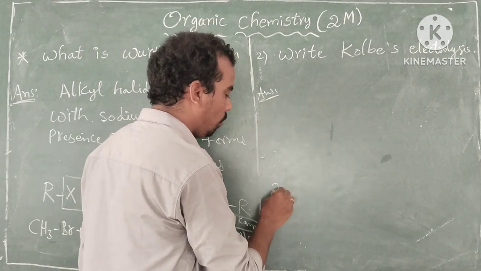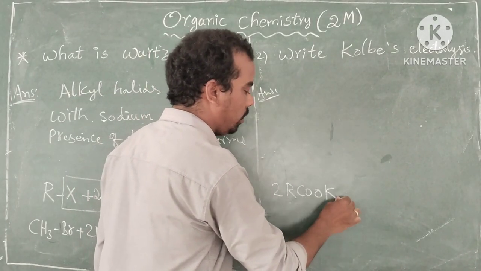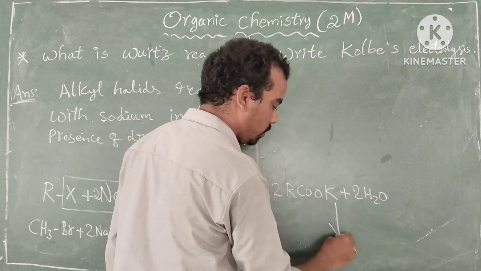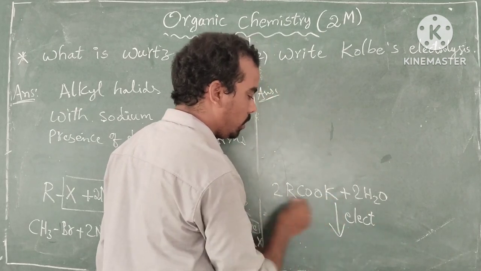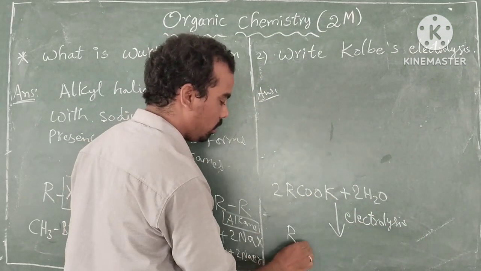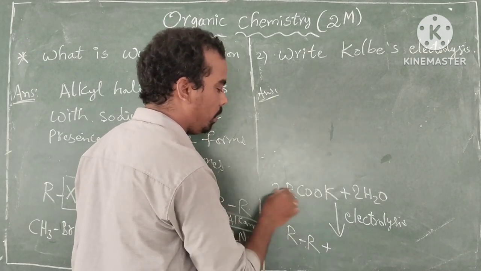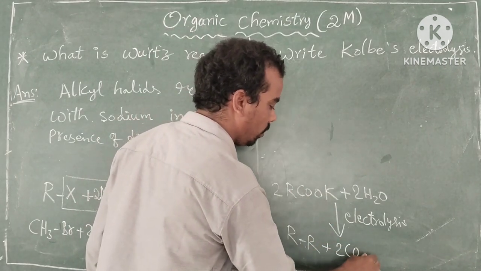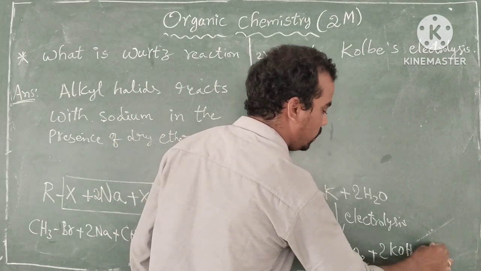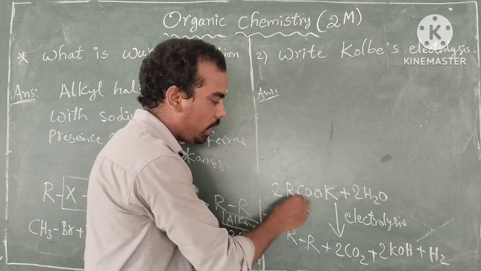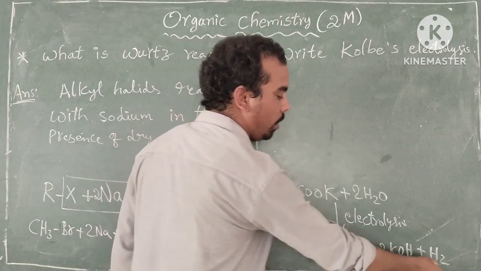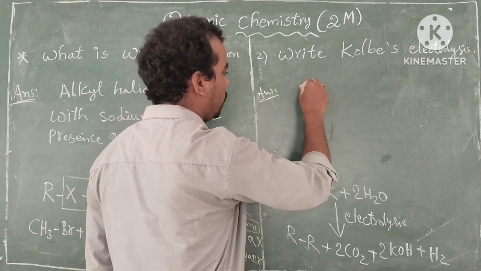For example, 2 moles of potassium salt of carboxylic acid, RCOOK, plus electrolysis with water, 2H2O, forms R single bond R plus 2CO2 plus 2KOH plus H2 gas. Potassium salt of carboxylic acid on electrolysis with water forms a higher alkane and releases carbon dioxide and hydrogen gas.